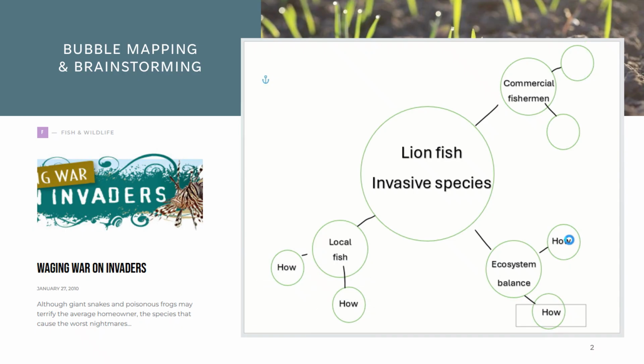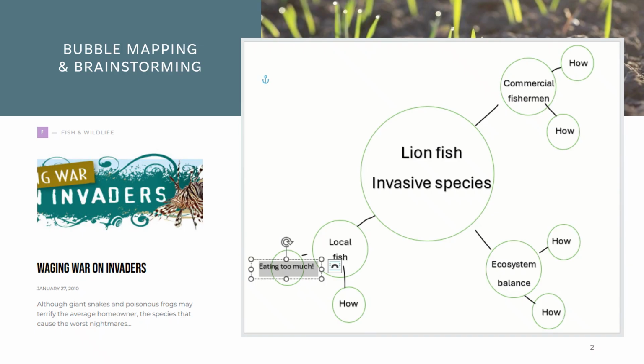So like how are local fish affected by lionfish? How is the ecosystem balance affected by lionfish? And how are commercial fishermen affected by lionfish? And we're going to try and find two for each one. That doesn't always pan out, but it gives you a good idea. All right, so let's just start with one branch. Lionfish is an invasive species that is causing problems for local fish. How is it causing problems for local fish? They're eating too much.